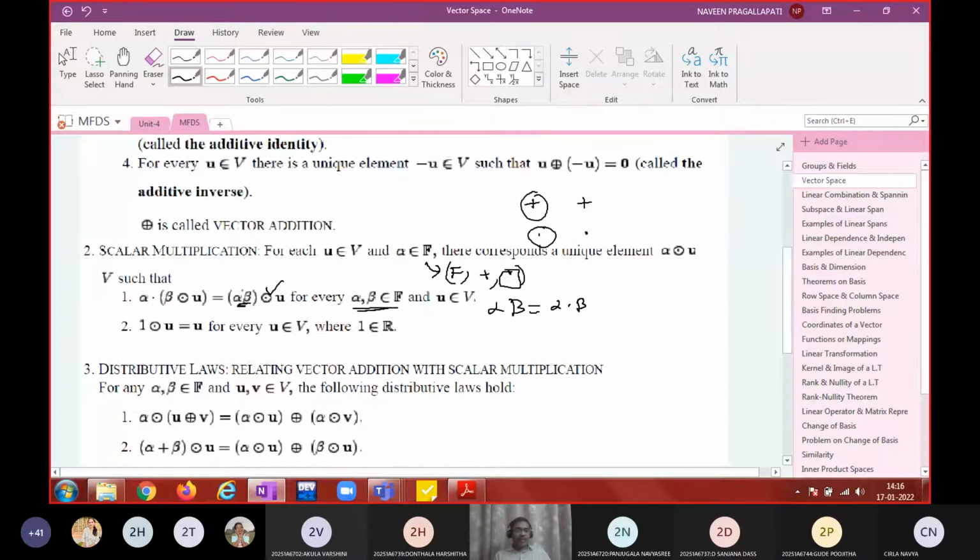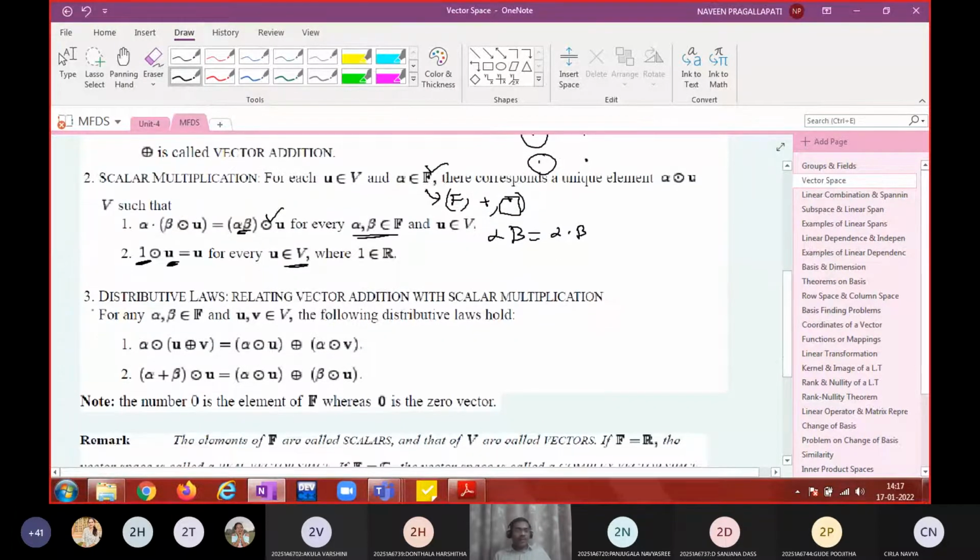That means multiplication between a scalar and a vector, and it has to satisfy other conditions. One is the multiplicative identity 1 in the field F, and u is a vector in V. So 1 into u must be equal to u for every u. Next, distributive laws. Alpha into (u plus v) equals alpha into u plus alpha into v. (Alpha plus beta) into u equals alpha into u plus beta into u.